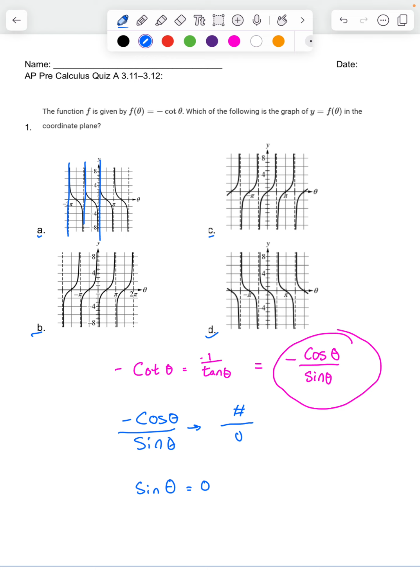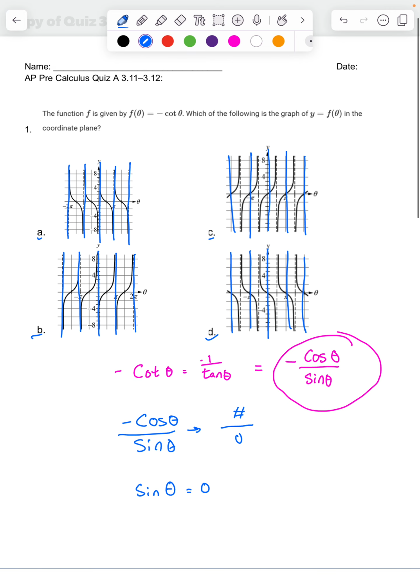So if we look at each of our graphs, we can draw our asymptotes like this. I'm going to draw our asymptotes on each of our graphs, at 0, at pi, at 2 pi, at negative pi, at negative 2 pi. So notice already, for the first two that I've drawn, one of them is already eliminated, and one of them is not eliminated quite yet.